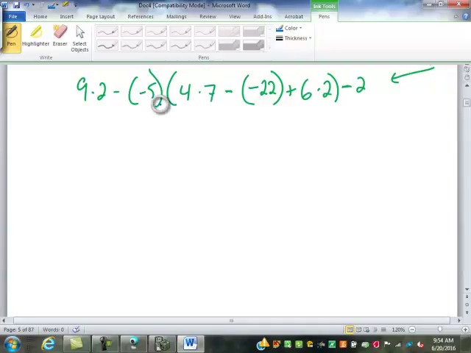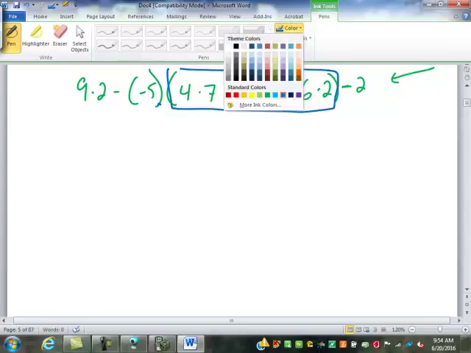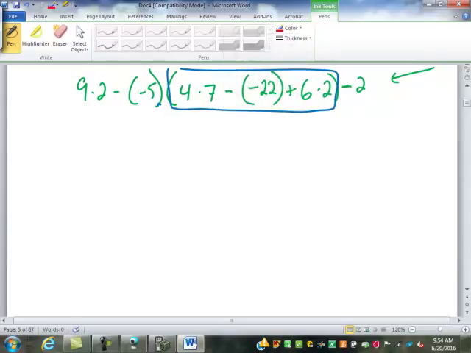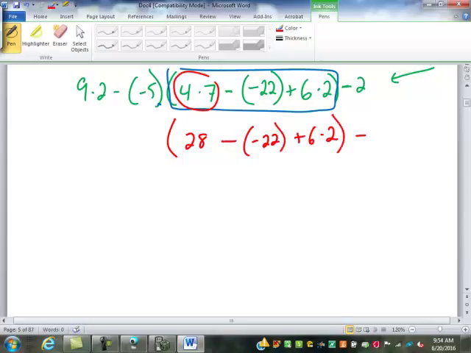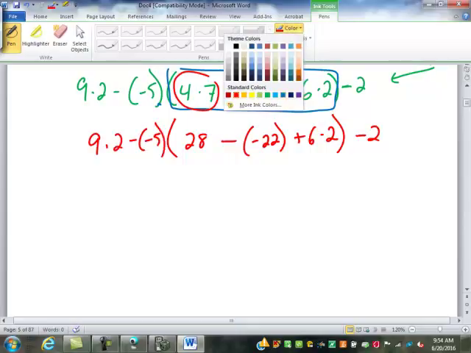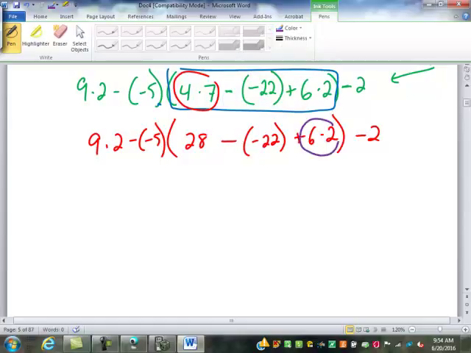Now again, this parentheses is not counting as enclosing symbol. It's just separating the negative 5. So this set of parentheses here is really our only enclosing symbol left. Inside there, what do we have to do first? 4 times 7. 4 times 7 is 28. What's the next thing we have to do in there? Perfect. 6 times 2, which is, careful, 12.